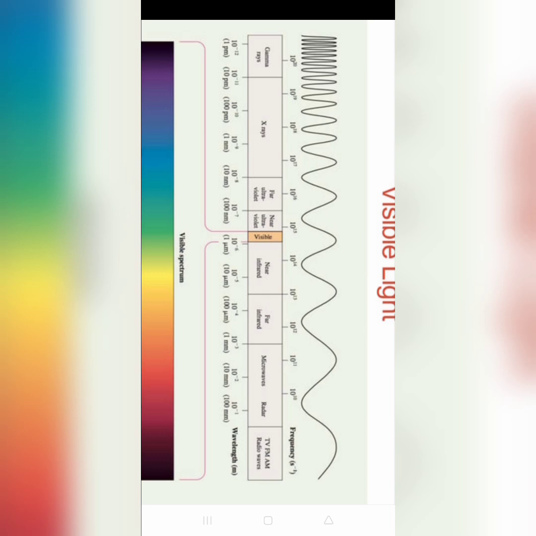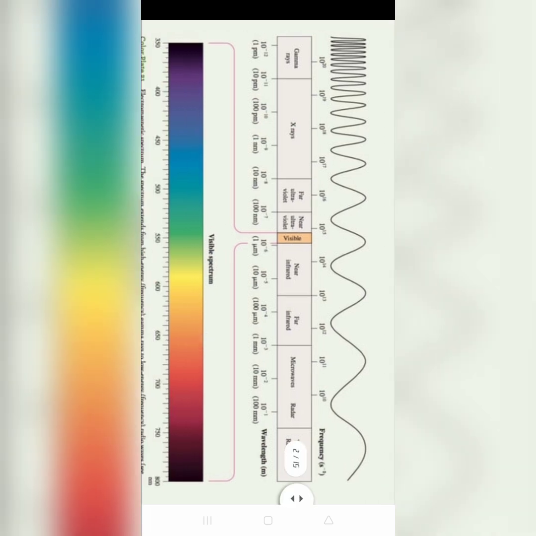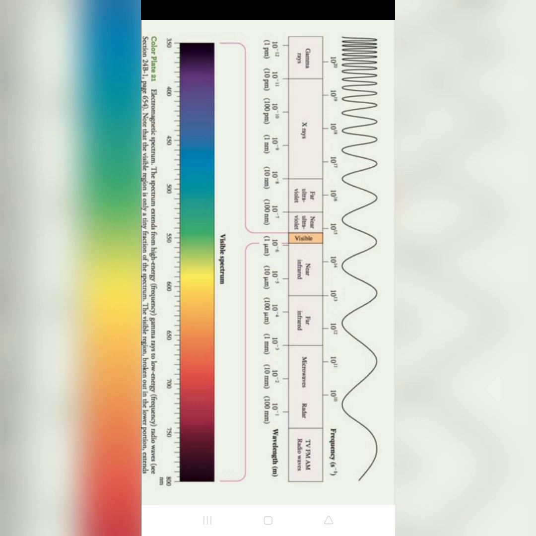So this is a diagram representing various types of radiations along with their wavelengths. Gamma rays have a wavelength of 1 picometer to 10 picometer. X-rays have a wavelength of 10 picometer to 10 nanometer, and far ultraviolet rays have a wavelength from 10 nanometer to 100 nanometer. The visible range of radiations, which are seen by us, have wavelengths from 200 nanometer to 1 micrometer.